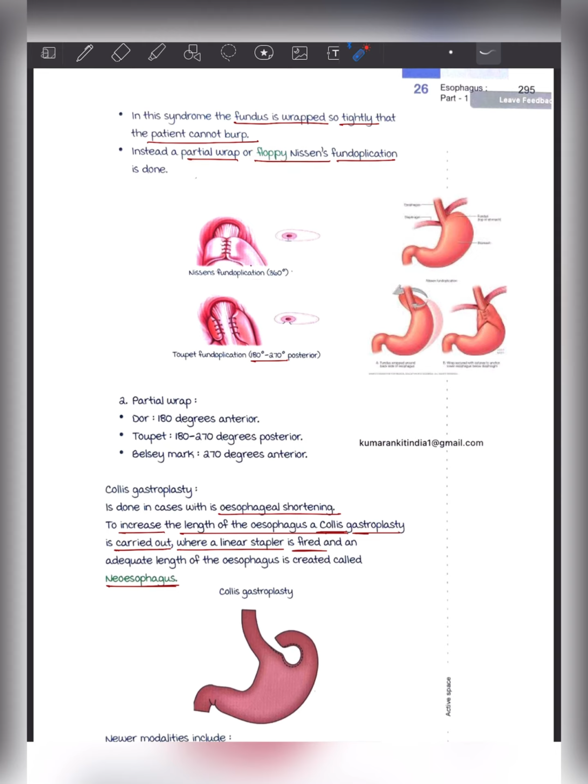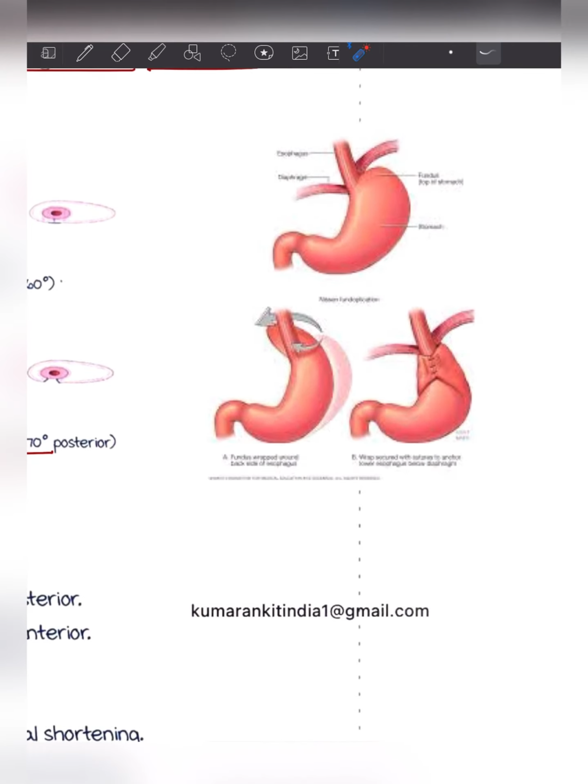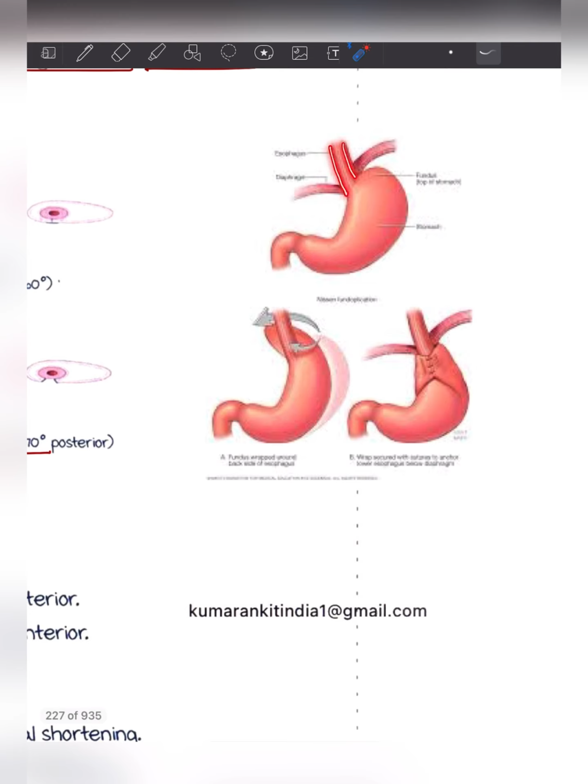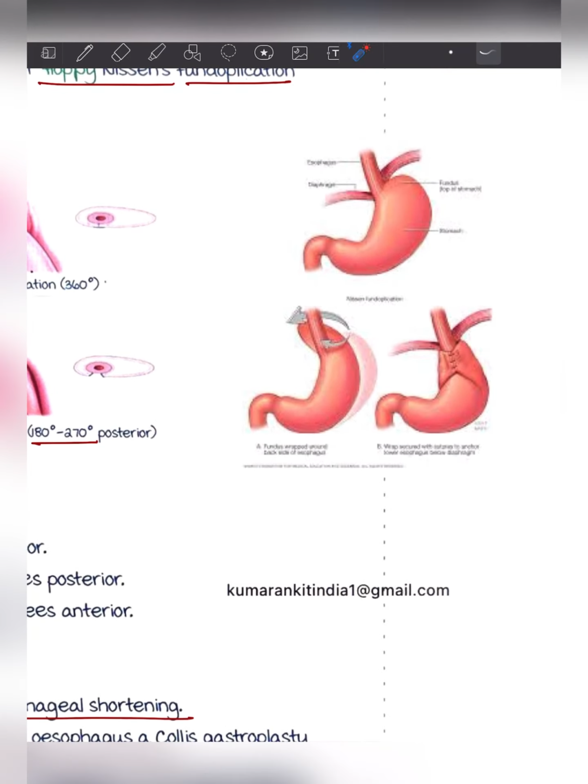Now actually, we can see in this diagram that this is the esophagus, this is the stomach, and what we have to do is pull up the esophagus and restore its length and then wrap the fundus of the stomach around the esophagus in this manner, in a shoe shine maneuver, and then we suture it here. So this is basically fundoplication, and it is of two types.